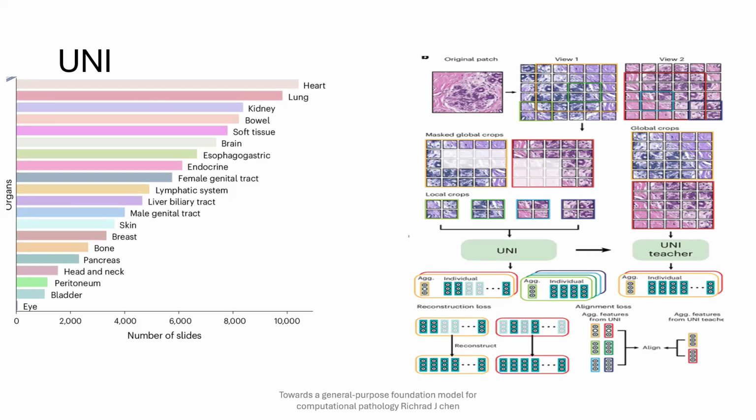And the same architecture, UNI was trained with DINO, because you can see the masked global crops and local crops passed through the UNI student and teacher model, and it goes through embeddings, and they have two losses, reconstruction loss and arrangement loss, and they find the learning algorithm by which the model is trained. So this is the architecture of UNI.